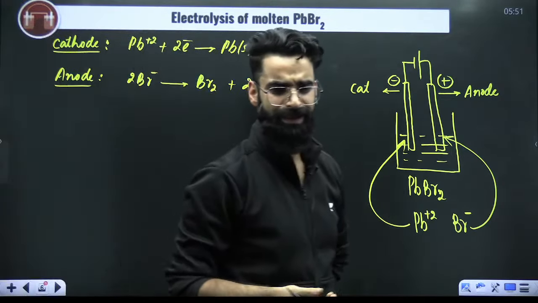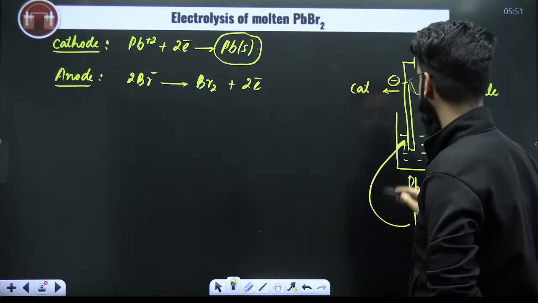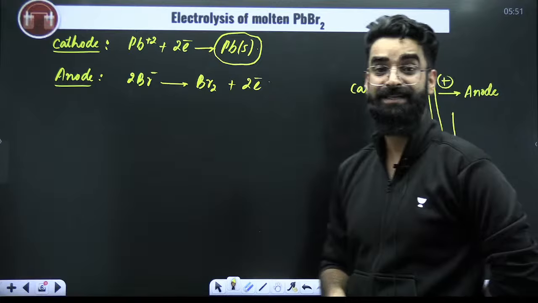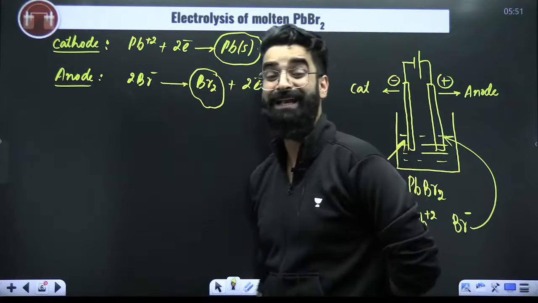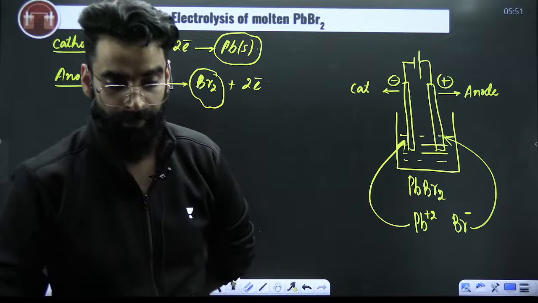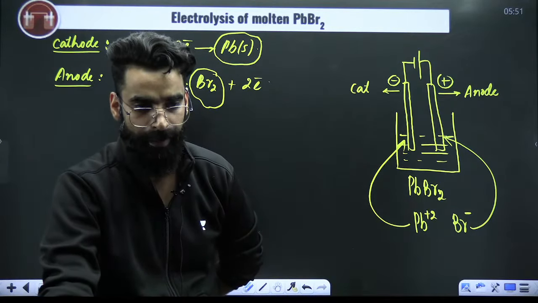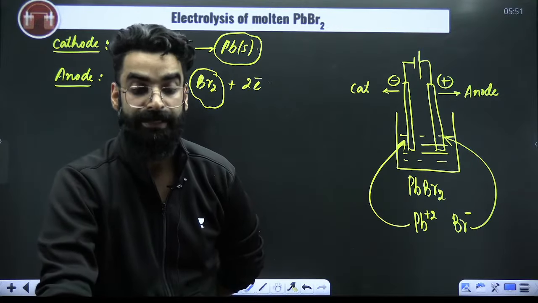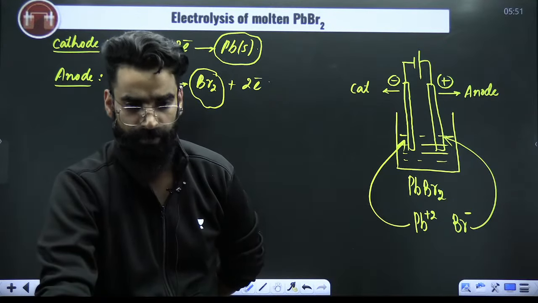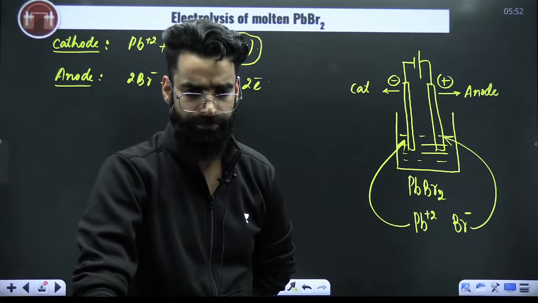So you'll directly say at cathode, lead is being deposited. And at anode, it is Br2 which is being liberated. Right? Simple, guys. So right now I'm doing the electrolysis of molten electrolytes. Perfect. I believe you can do the electrolysis of anything. Any molten electrolyte you can do.